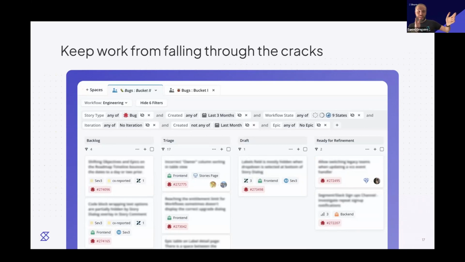So we see created any of last 3 months, but then it excludes any made in the last month, giving us that set difference of: don't give me the last month, but give me 2 and 3 months out. And here we have another way to model work in our system.